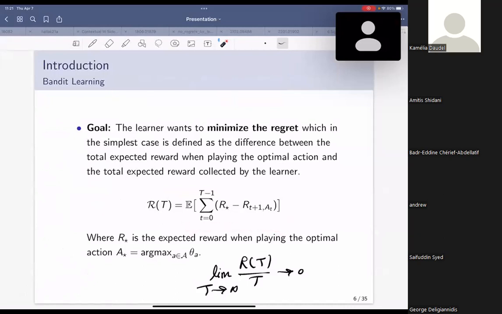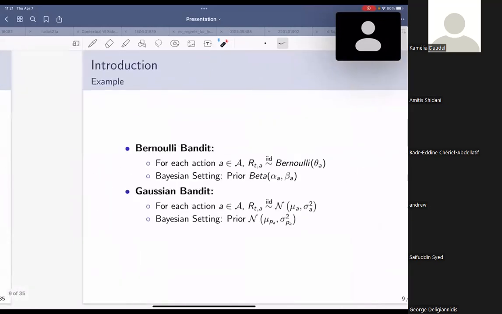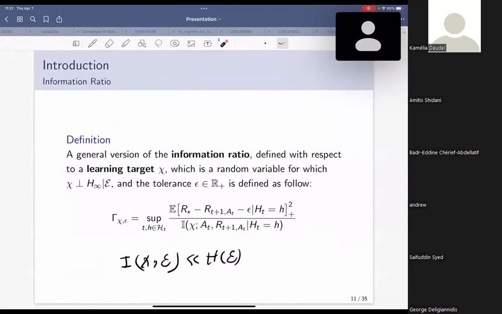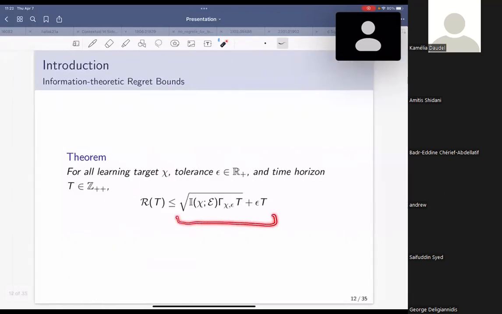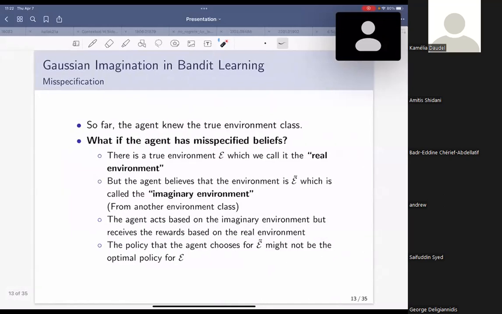We have the expectation of R star minus the reward we get at time step t plus 1, which is basically the multiplication of these two terms. It's the denominator in the gamma term, and then we can reach this upper bound by using some very simple lemmas like Cauchy-Schwarz and something like that. But we assume that the agent knew the true environment.